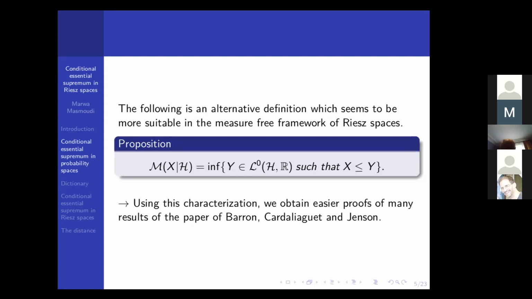The following is an alternative definition which seems to be more suitable in the measure-free framework of Riesz spaces. So the conditional supremum of X given H is the smallest H-measurable random variable greater than X. Using this characterization, we obtain easier proofs of many results of the paper of Barron, Cardaliaguet, and Jonsson.